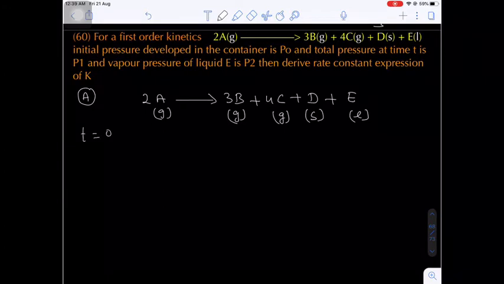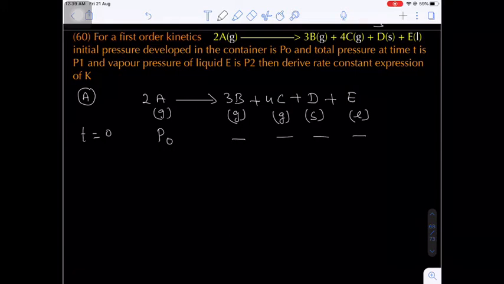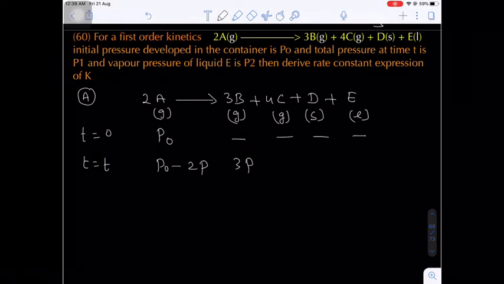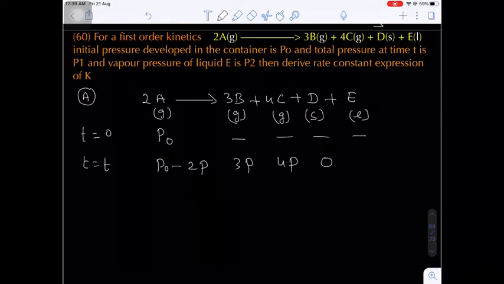Now initially, let's suppose the partial pressure of the reactant is P0. So B, C, D, E are 0, 0, 0, because there will be no products. Let's suppose at a certain time interval, out of the P0, 2P of A decomposes, because the stoichiometry is 2, according to which the partial pressure of B becomes 3P and C becomes 4P. What about D? D is a solid. For solid substances we should not consider the partial pressure. Partial pressure is only for gaseous substances.